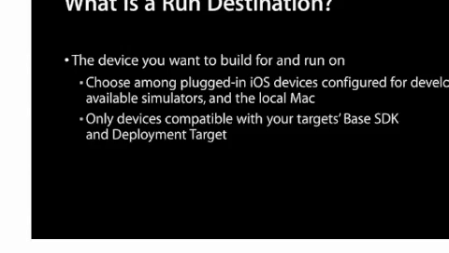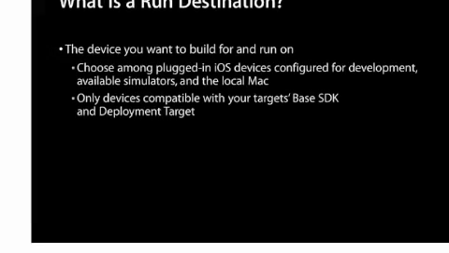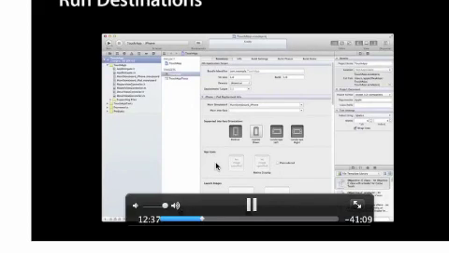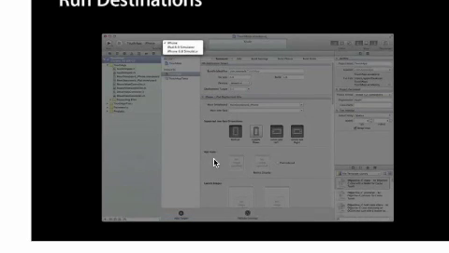You'll note that you only see devices that are actually compatible with your target's base SDK and deployment target build settings. You get at your run destinations in the upper left on the right-hand side of the scheme pop-up, and when you select that, we'll show you all available run destinations that are compatible with the targets in your selected scheme.